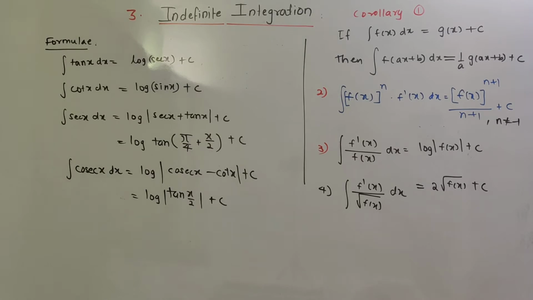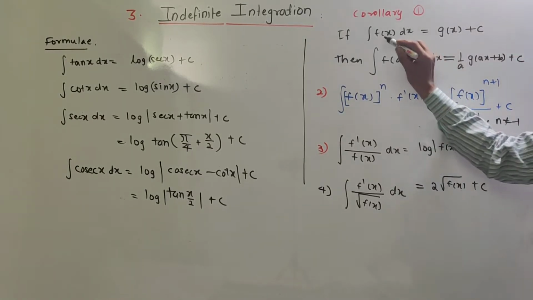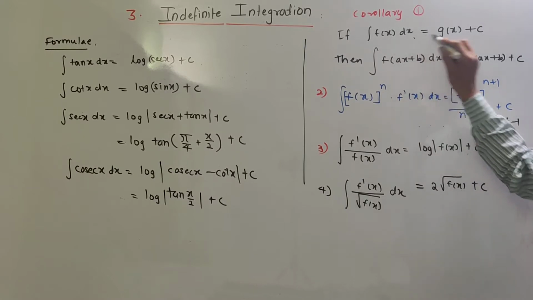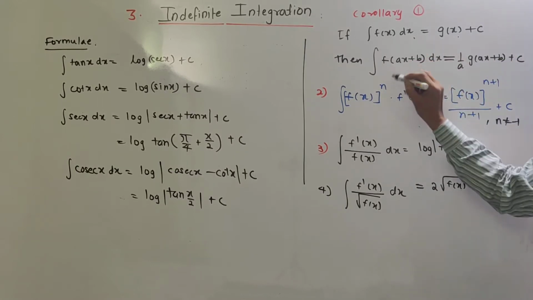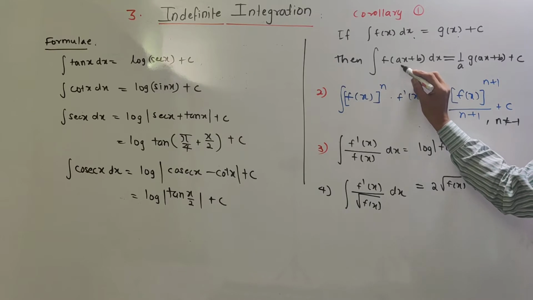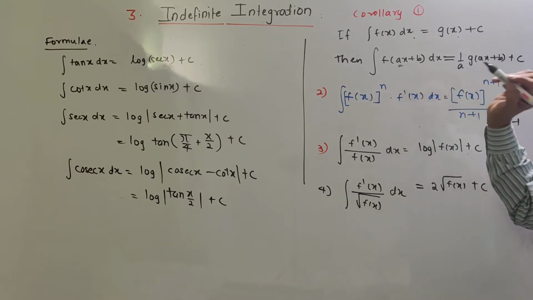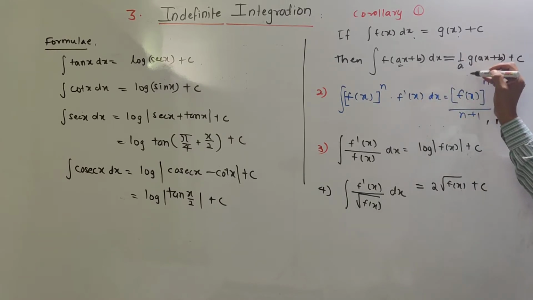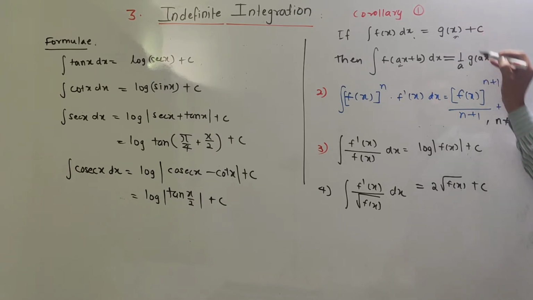Now we will see corollaries of this theorem. The first corollary is that if integration f(x) is equal to g of x, then integral f of ax plus b dx is equal to 1 by a, that is, the coefficient of x, a, is to be written in the denominator, and then g of ax plus b. In place of x we write ax plus b, plus c.